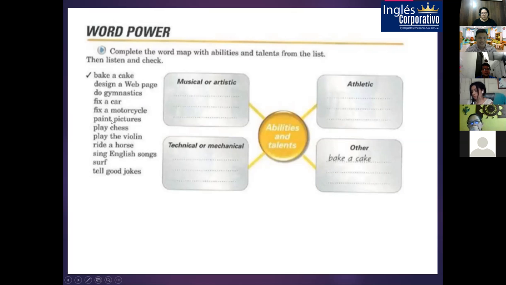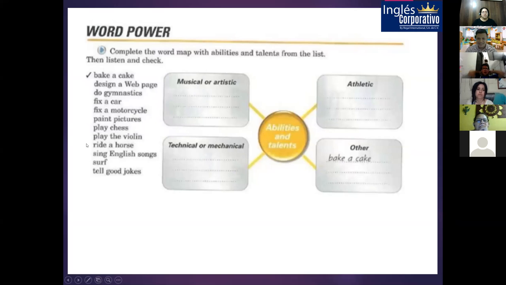Continue with this. Nelly. Paint pictures. Yeah, really nice. And musical or artistic. Really good, thank you. Okay, Saul Sanchez. Play chess and other. Others, right? Really good, thank you. What about this? Let me see, Eliseo. Play the violin. Okay, violin. In musical or artistic. Thank you, Eliseo. Really, really nice.